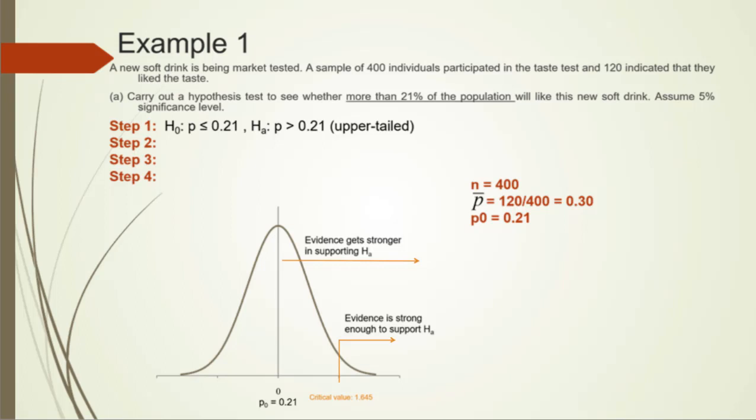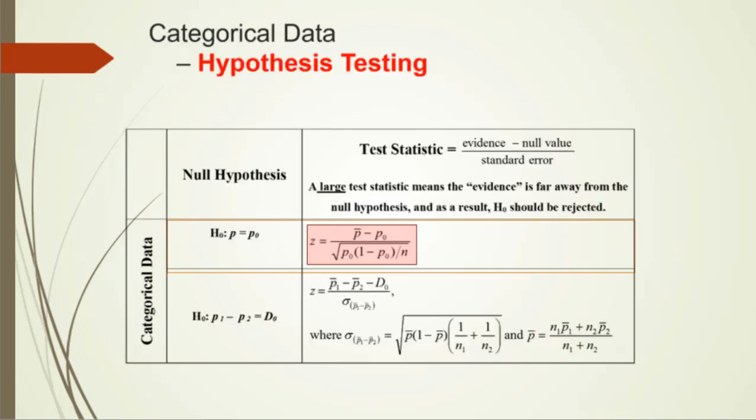To see whether more than 21% of the population will like this new drink, we would set up this as an upper-tailed test. More specifically, the alternative is P is more than 0.21. So the null is P is less than or equal to 0.21, where the alternative is P is greater than 0.21. Step 2 involves computing a test statistic, and this would be a z-score. I'm using the formula given on the formula table.